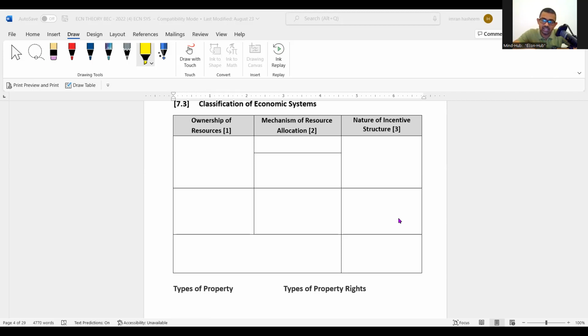So what are these mixed economic systems we see in the world? When it comes to a mixed economic system, what is this mix? What is this mix about?